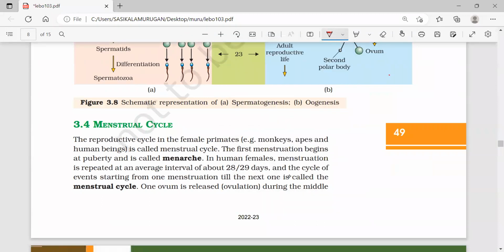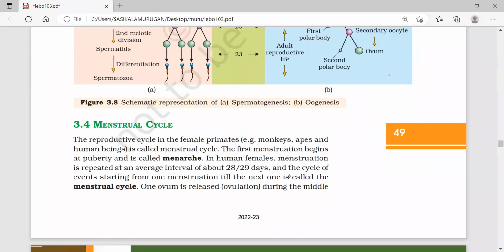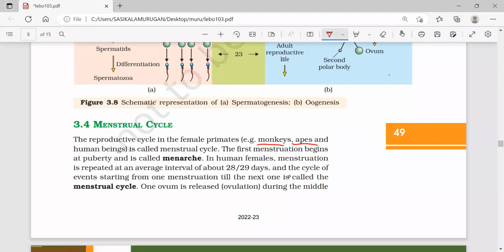See, the reproductive cycle is usually called the menstrual cycle, especially in primates like monkeys, apes, and human beings. Other animals, the non-primates, will also do the same thing, but it is called the estrous cycle. So that we will discuss in the first lesson.